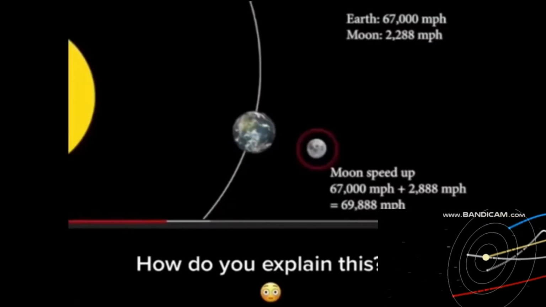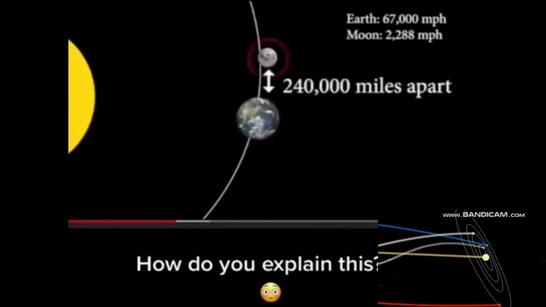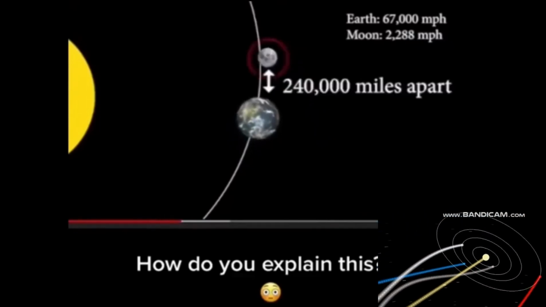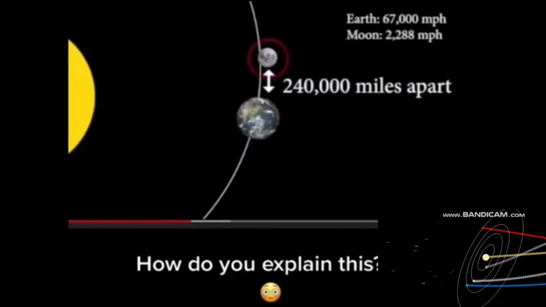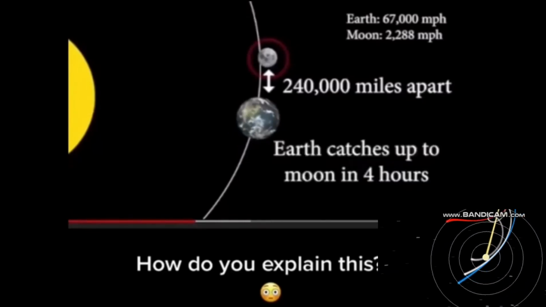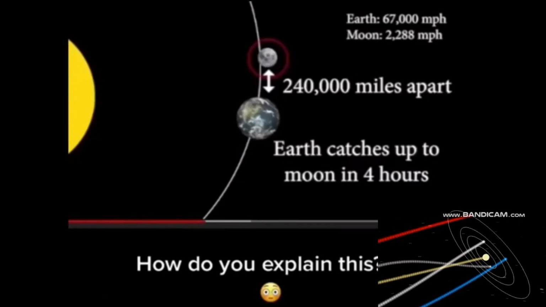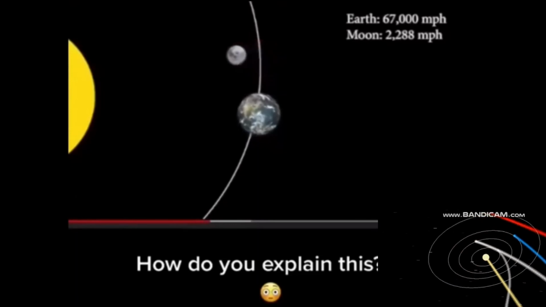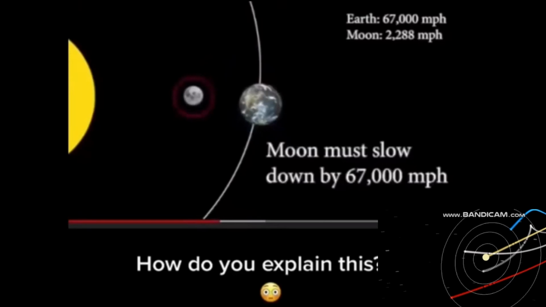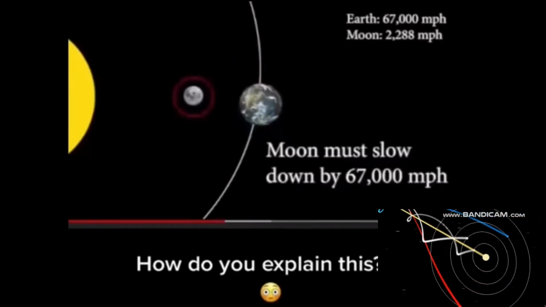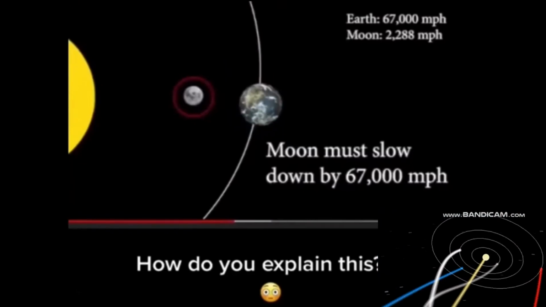So the moon would then be traveling at 69,288 miles per hour when it reached the front of the Earth. At this point, since the moon is allegedly 240,000 miles away from the Earth, it would catch up in just 4 hours. So the moon must continue traveling 67,000 miles per hour along Earth's trajectory, while simultaneously continuing its now perpendicular 2,288 mile per hour second trajectory. Then, as it turns to reach the inner part of its orbit, the moon must now slow back down to its original speed, allowing the Earth to pass by.